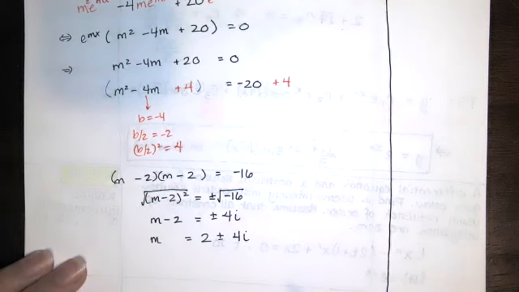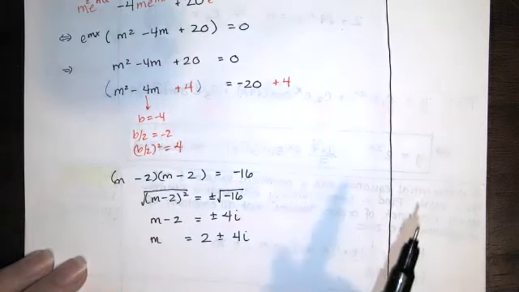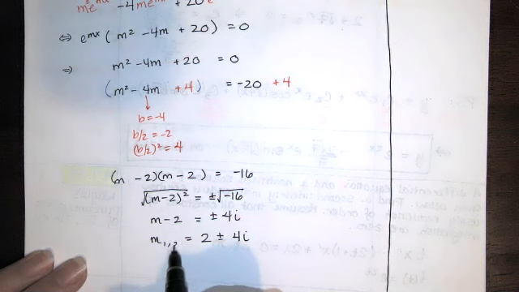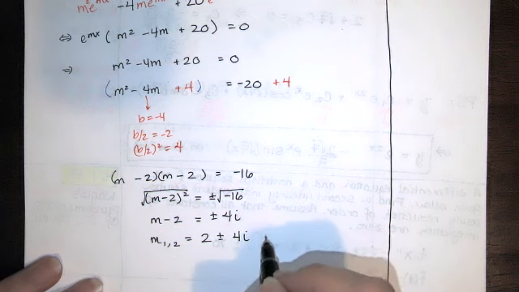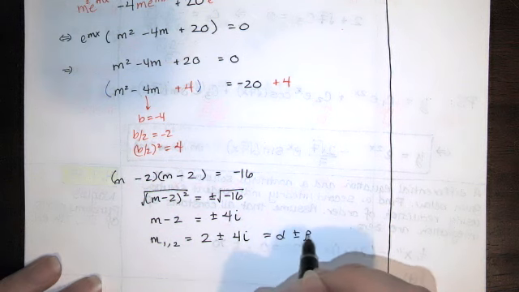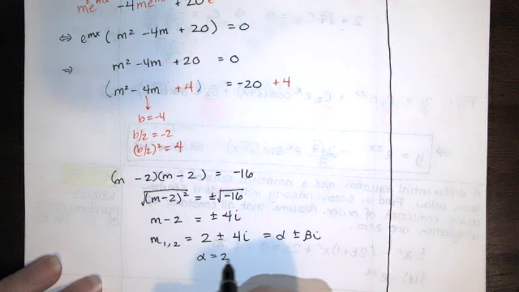So we have complex conjugate roots. This is a quadratic characteristic equation, so we've got two roots, m1 and m2, equal to 2 plus 4i and 2 minus 4i. So our alpha is 2 and our beta is 4.